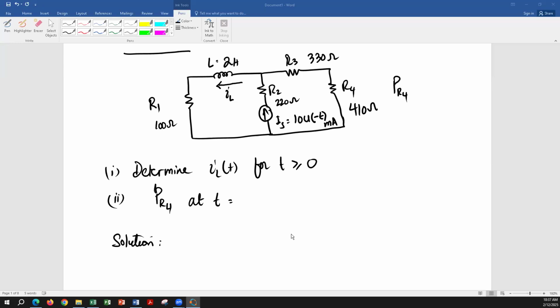It's not equal to IS. Okay, so think about it. IS is going towards that node, R2, L, and R3, right? It's going to split. So that's not going to be equal to IS. Current division, as simple as that. L is acting as a short circuit. It will be fully charged before time t less than 0. So you have R1 on the left side and R3 and R4 on the right side. So you can apply current division simply.